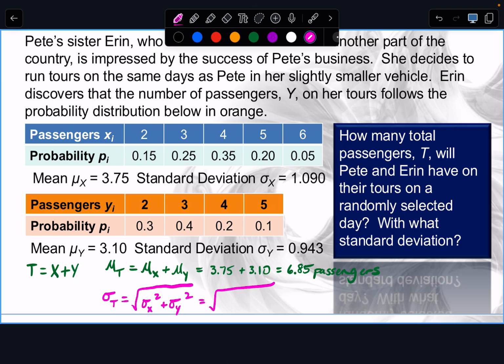So now that we've assumed that, now that we've justified that, we can go ahead and make our calculations. So we take the standard deviation from Pete and square it. Take the standard deviation from Aaron, square it. We're going to add those together, then take the square root. And you guys are going to use your calculators here. Plug that in.